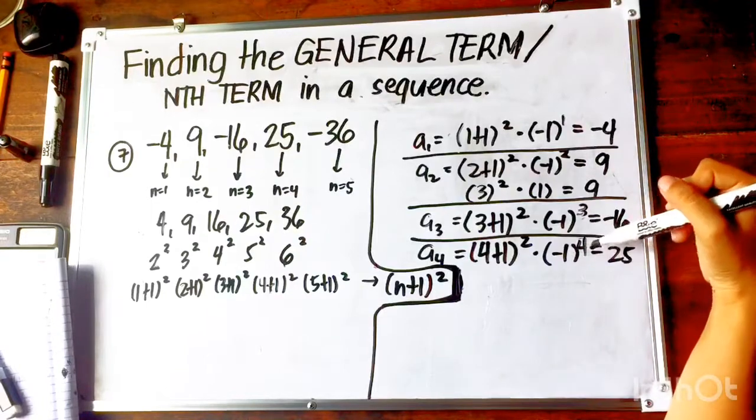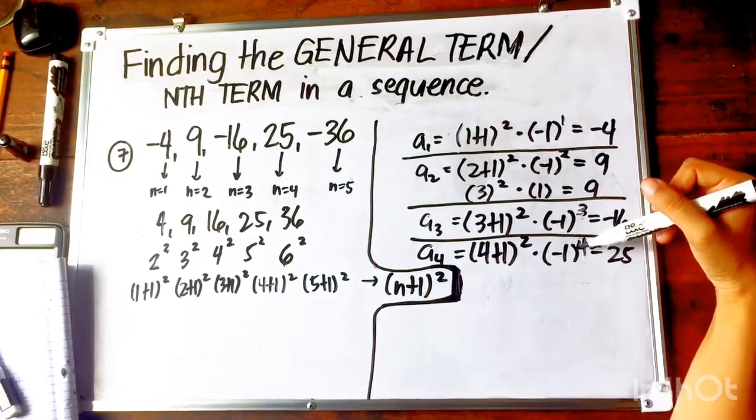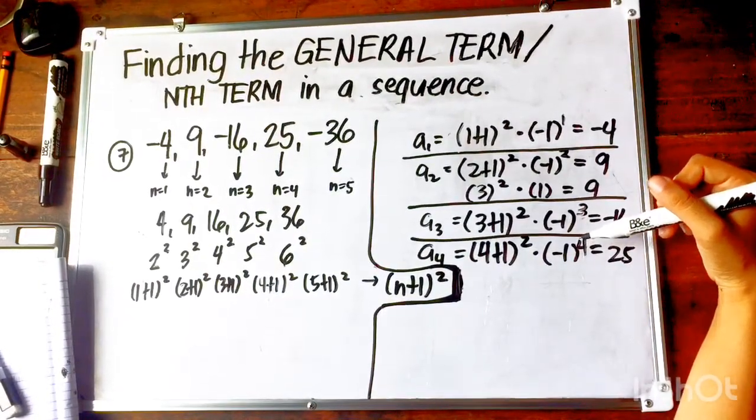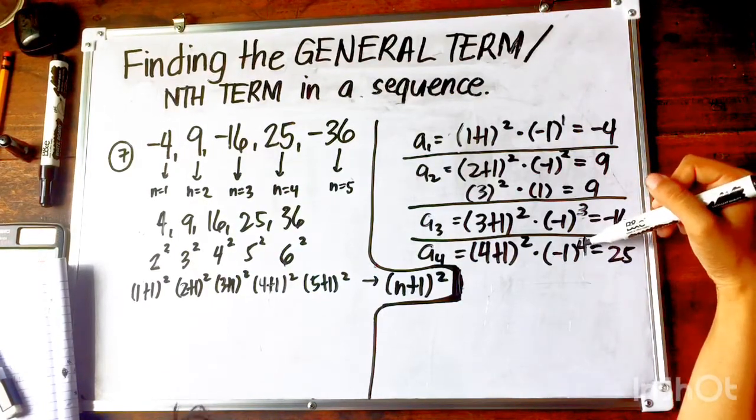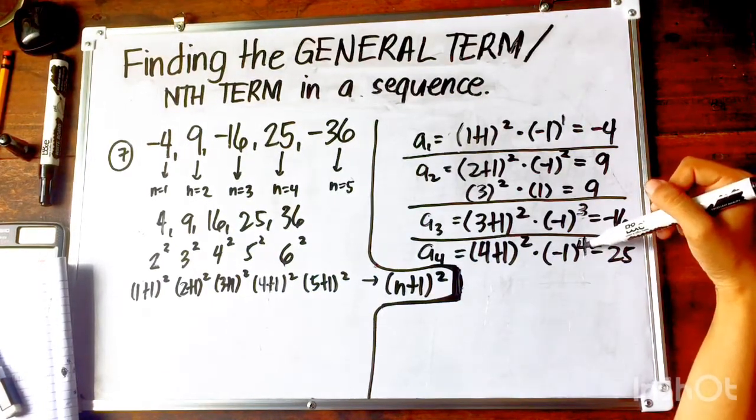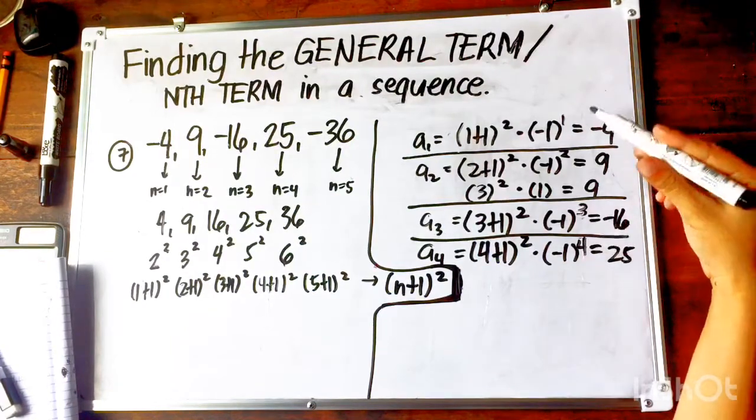So, negative 1 raised to 4 is positive 1, di ba? Negative 1 times negative 1, times negative 1, times negative 1, is positive 1. Okay? So, pwedeng ganito yung pattern natin.